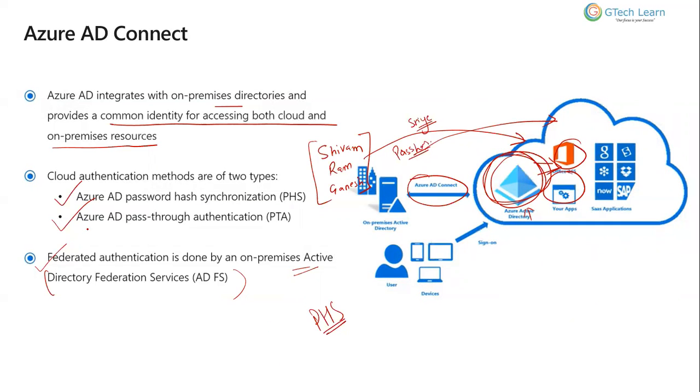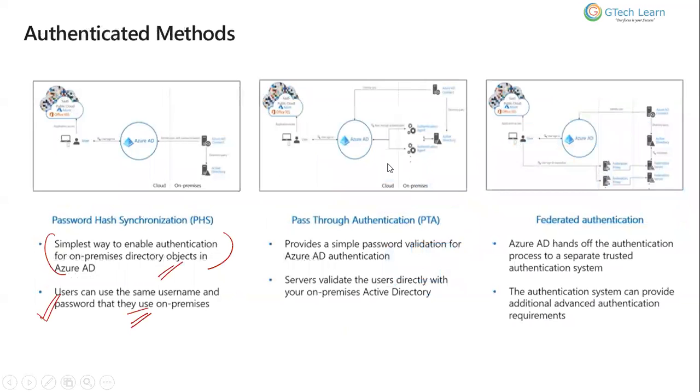What else? When we are talking about the other one, that is Azure AD pass-through authentication, in that method, a sign-in method allows the user to use the same password in the on-premises and cloud both, but it doesn't use additional infrastructure, and in that case all the authentication will be redirected to the on-premises Active Directory. So in the pass-through authentication, it will provide a simple password validation for the Azure AD authentication, and the server validates the user directly with your on-premises Active Directory.